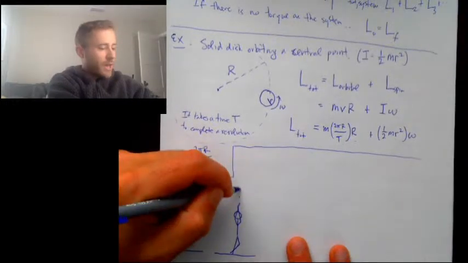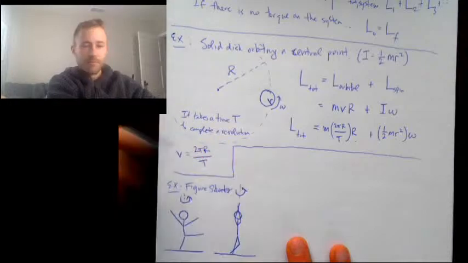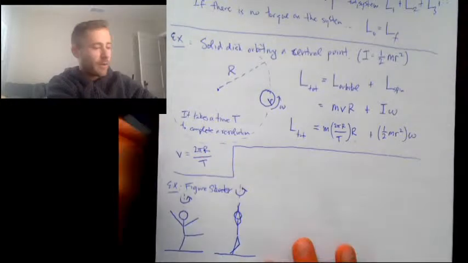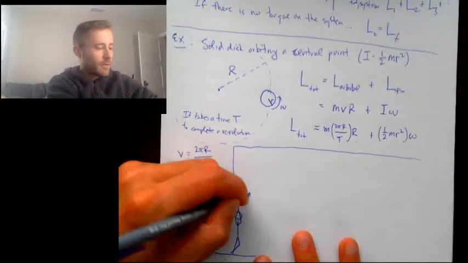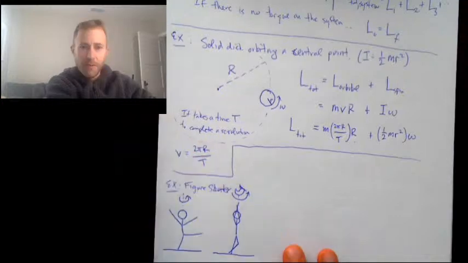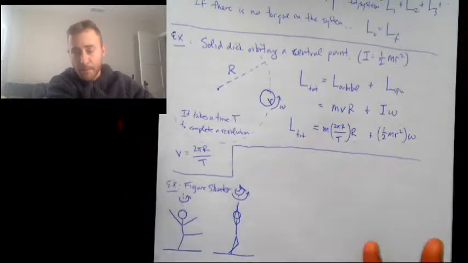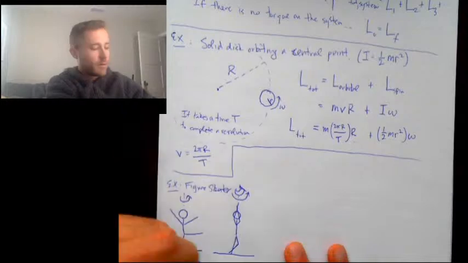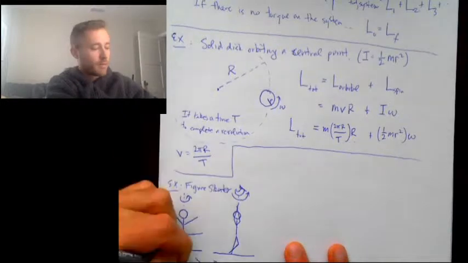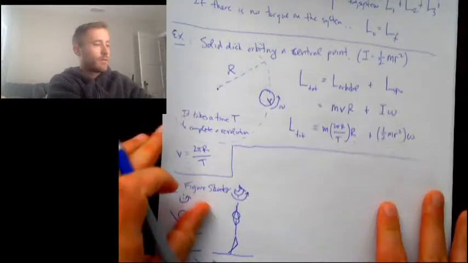And when they do that, they start spinning faster. Okay, maybe I'll put 2, 3. They spin way faster once they do that. So the question is why? And it has to do with angular momentum conservation.